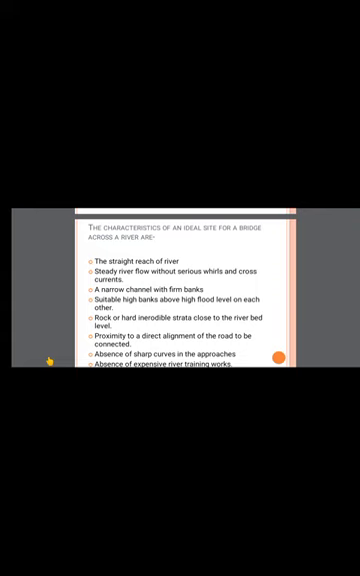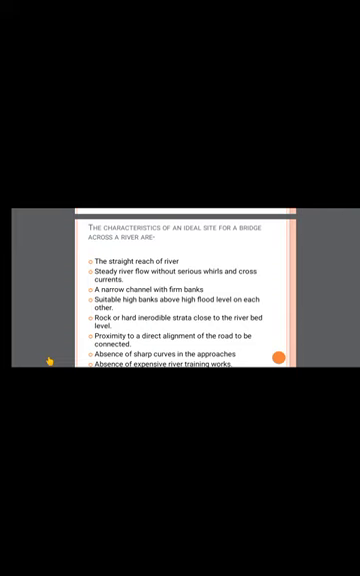A straight reach of the river, how the river should be: it is a straight reach. Steady river flow without serious whirls and cross currents, and a narrow channel with firm banks. Why straight? If it is straight, whenever we construct a bridge it should be perpendicular to the flow of the water, so that we can divert the water by providing the piers below.